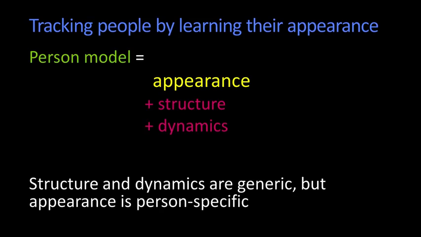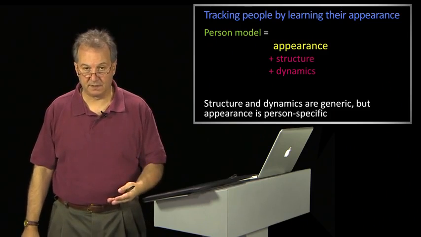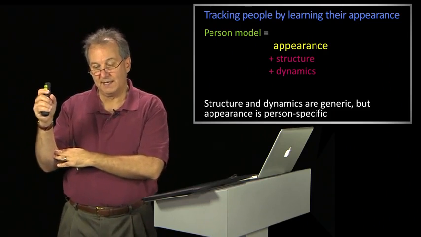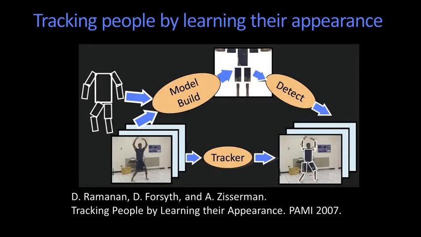All right? Now, the structure and dynamics are generic. That is, they are the length of my body. The dynamics are how they can move. So, you know, what are the speeds people tend to move and some of the process noise. But the appearance is person-specific. Okay? So the idea is I'm going to learn the appearance, and then I'm going to do the tracking. And that's represented in this picture here.